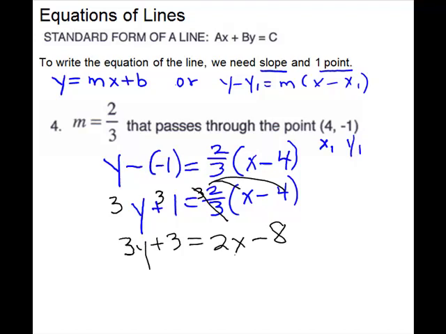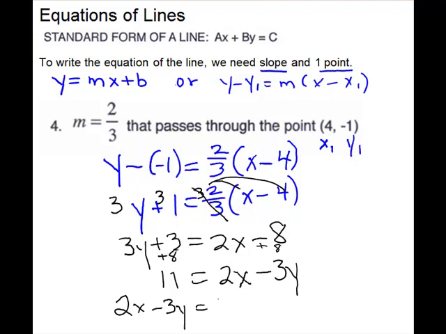Now we'll get x and y on the same side. So I'm going to keep my x on this side. I will subtract the 3y to get it over, and I will add 8 to get it off of there and onto the other side. So 2x minus 3y equals 11 is standard form.